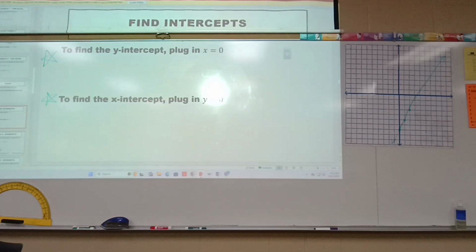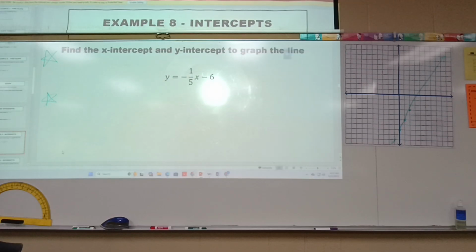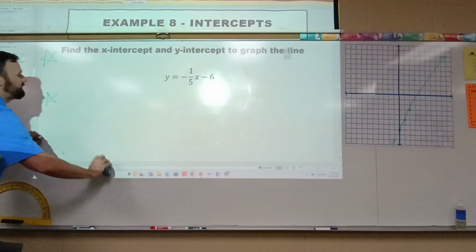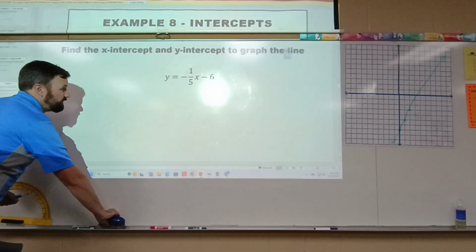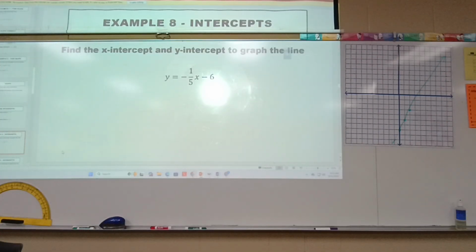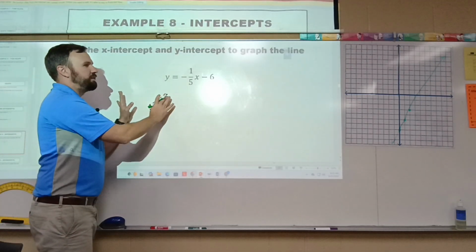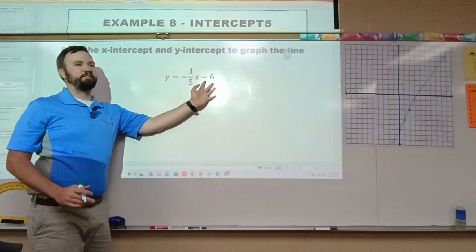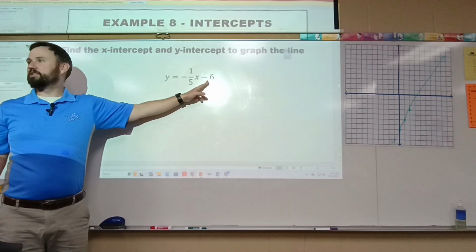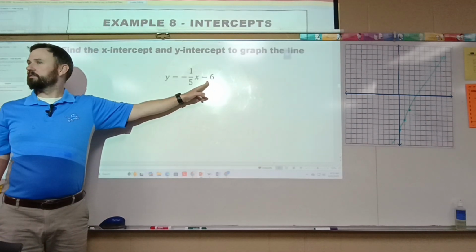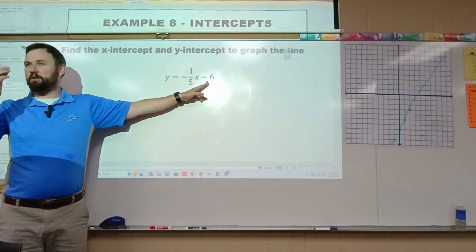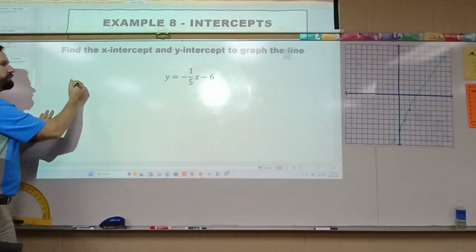All right. Are we okay on that? All right. Find your x and y intercept and then graph using that. Okay. So luckily, you would probably look at this and say, that's the y-intercept, no math required, right? But I'm going to do a little bit of math so that we get that cemented in our brain.